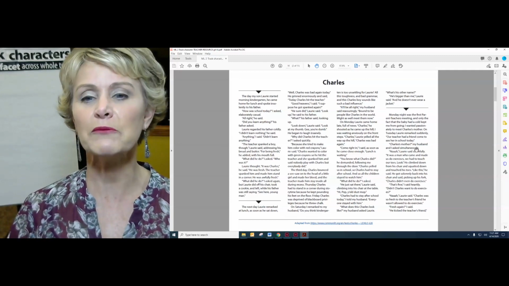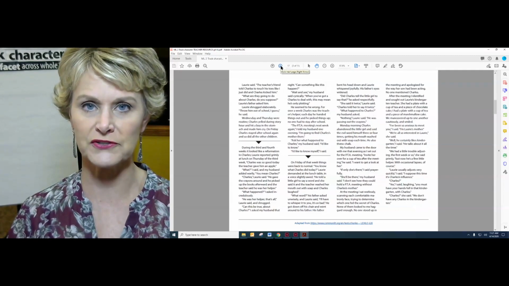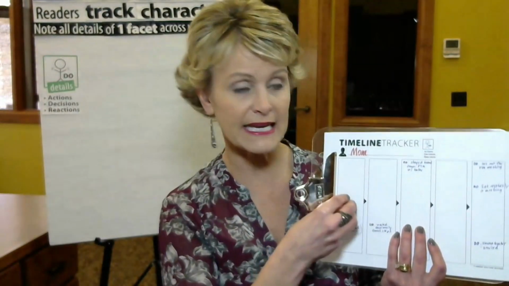So we read this two-page story about Charles, and your task was to collect all of the details from beginning, middle, and end about Lori's mom. Tell me everything she did. If you did that, you might have thought maybe you were doing it wrong, because I'm going to guess you didn't have a whole lot of details. I didn't. I did it.